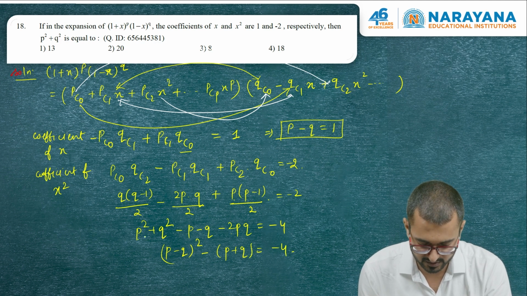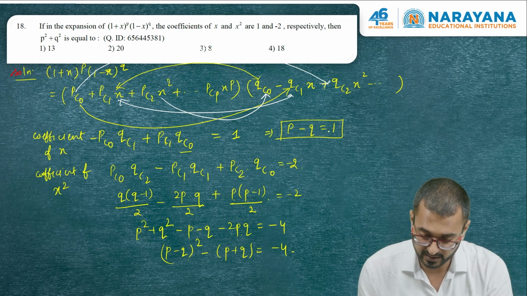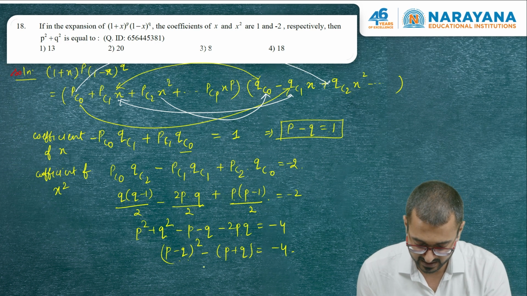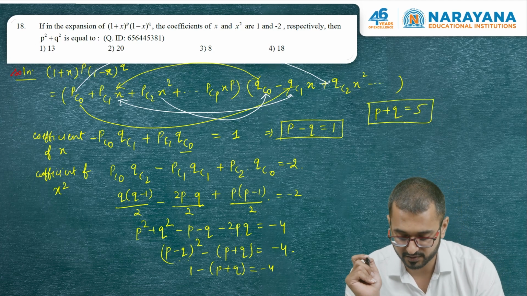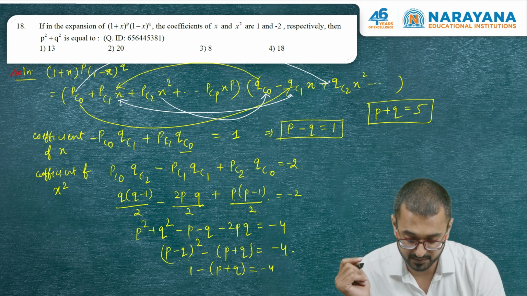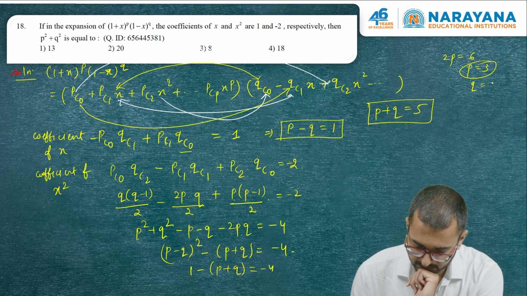So we can add on. See, this is p square plus q square minus 2pq, which will give me p minus q the whole square, and then minus of p plus q is equal to minus 4. So from this one I can use here: p minus q is 1. That means from here I get 1 minus of p plus q is equal to minus 4. So p plus q is equal to 1 plus 4, which means 5. So p plus q is 5 and p minus q is 1. So from here we can get p and q by adding both the equations. So we get 2p is equal to 6, which means p is 3. So if p is 3 then q is 2.